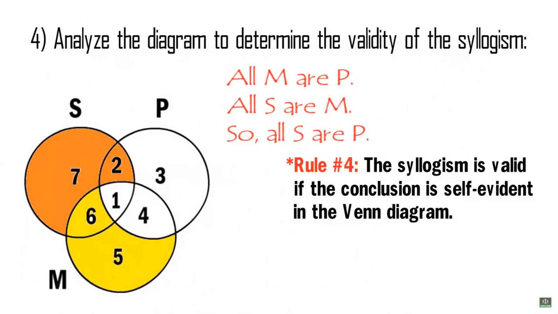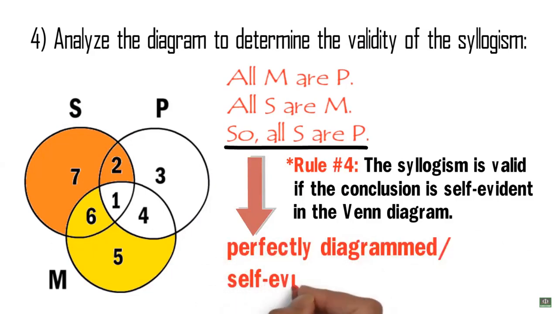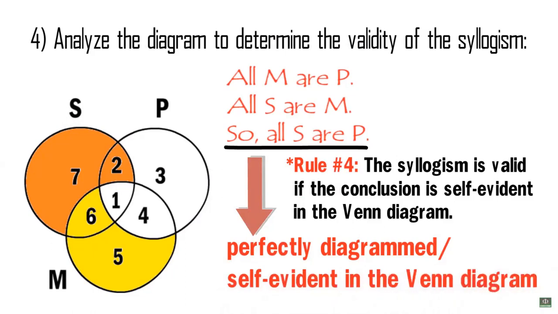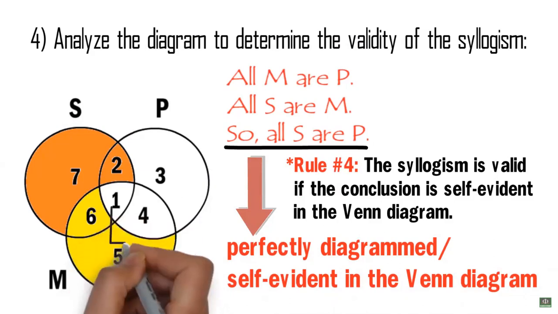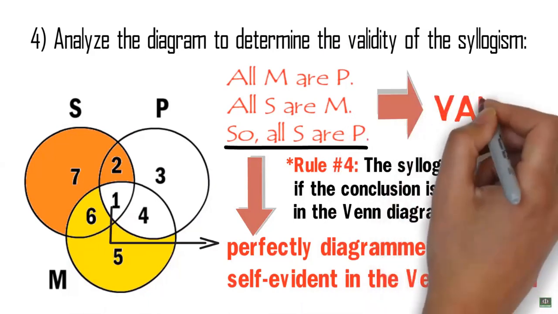Now the conclusion says, all S are P. As we can see in the Venn diagram of the syllogism, this conclusion, all S are P, is perfectly diagrammed. That is, it is self-evident. In fact, since areas 2, 6, and 7 are shaded, then they do not exist anymore. What is left now of the class S is area 1, which all belongs to P. Thus, this syllogism is valid.